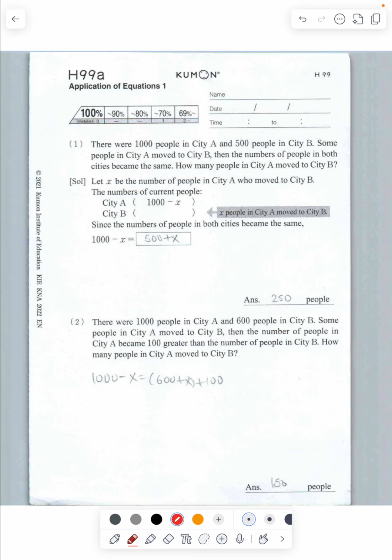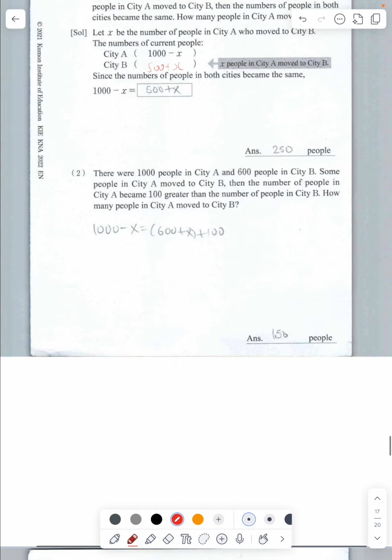So if we were to conduct operation for this, what I need to do is set a number, right? Let X be the number of people in city A who moved to city B. So how do you represent the number in city A right now after the moving? It's 1,000 minus X. What about in city B then? 500 plus X. Good job. All right, pretty easy, right? Okay, so then they're the same now, right? So you can solve that. Okay, easy solve. You don't have to do anything.